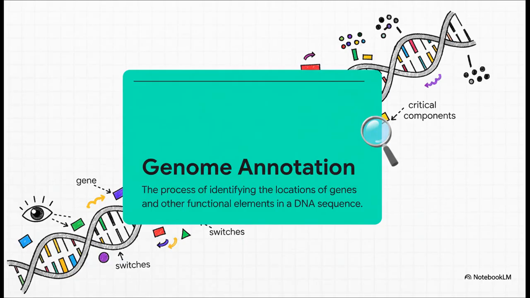And there's a name for this whole process. It's called genome annotation. This is the incredibly detailed work of going through and labeling everything. You're trying to find the genes, the promoters, the enhancers, all the critical components. It's literally like adding the punctuation and the chapter titles back into that book of life, turning raw data into something we can actually understand.